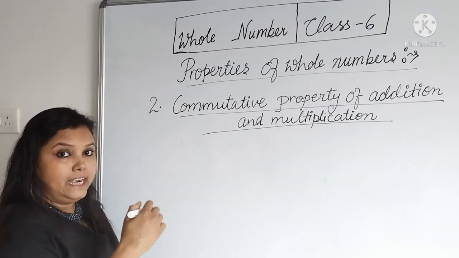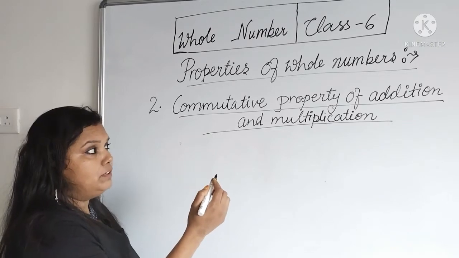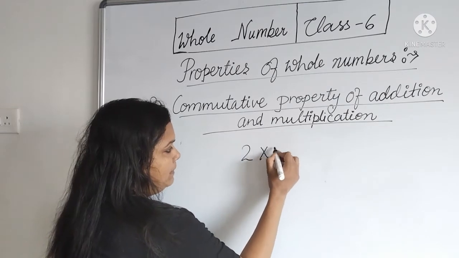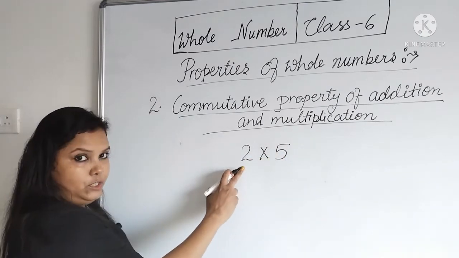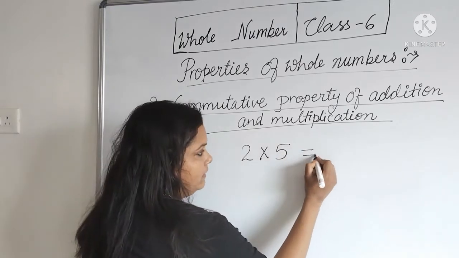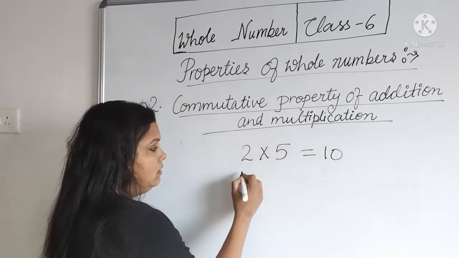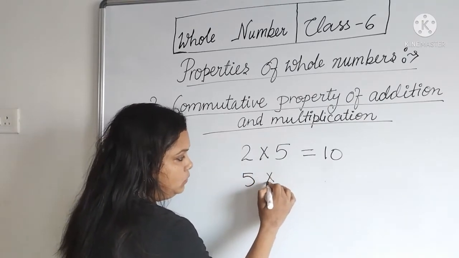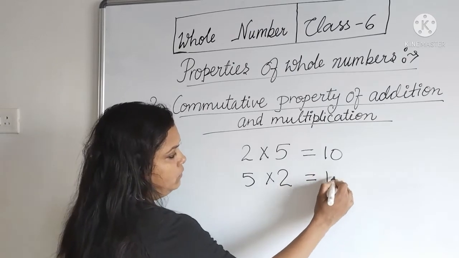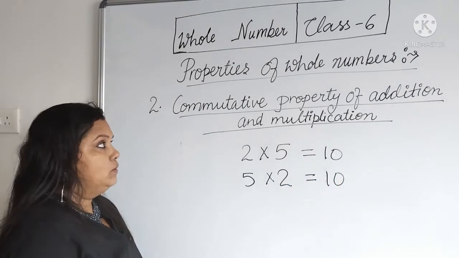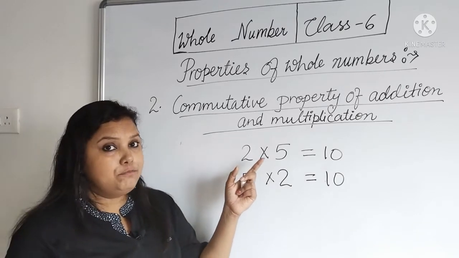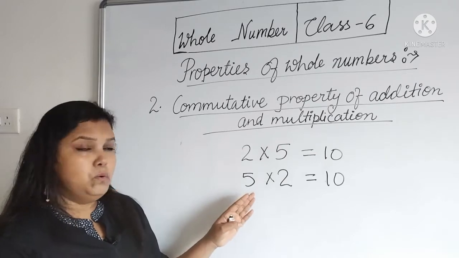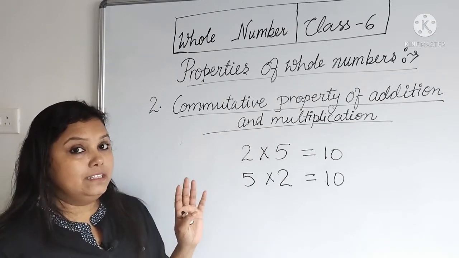Now we'll try to understand the commutative property of multiplication. We'll take 2 multiplied by 5. We are writing 2 first and then 5, and you are going to get 10. Or when we change the order, we write 5 first and then 2, then also we are going to get the same number. So this is the commutative property of multiplication. If we change the order of the whole numbers, then also we are going to get the same result.